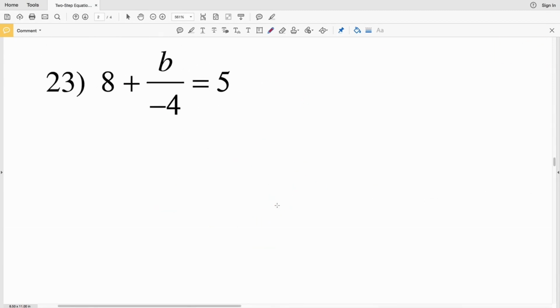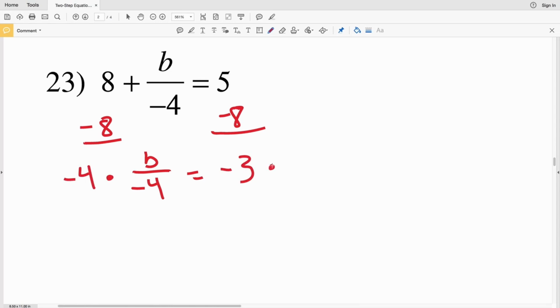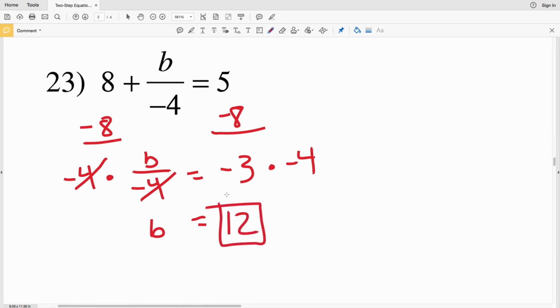Number 23, 8 plus b divided by negative 4 equals 5. Let's start by subtracting 8 from both sides to get b over negative 4 equal to negative 3. Then we're going to multiply by negative 4 over 1 on both sides to isolate the b, to get b divided by 1, or b times 1, which is simply b. Negative 3 times negative 4 is going to be a positive 12, since a negative times a negative is a positive. b equals 12 for number 23.